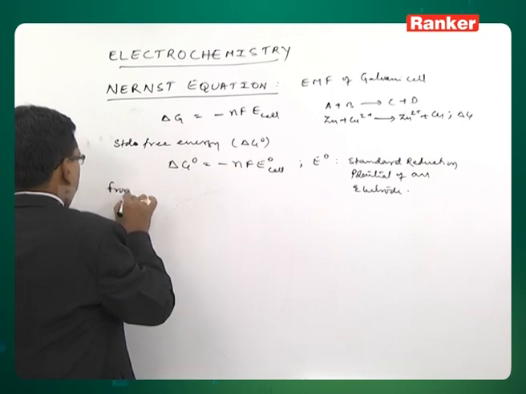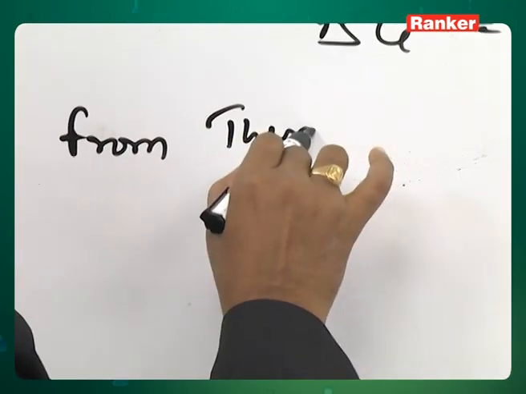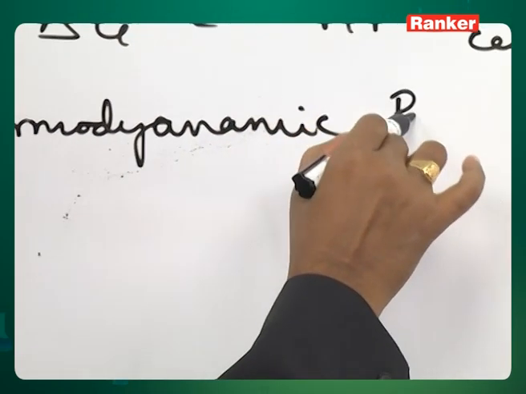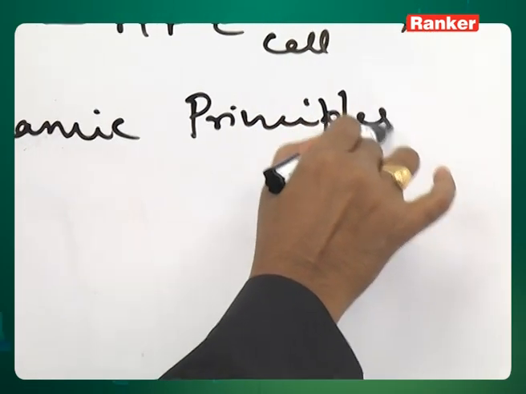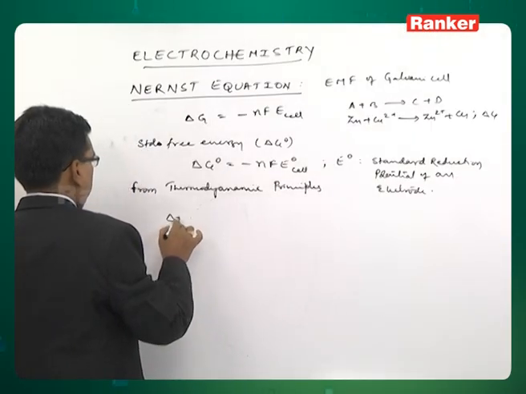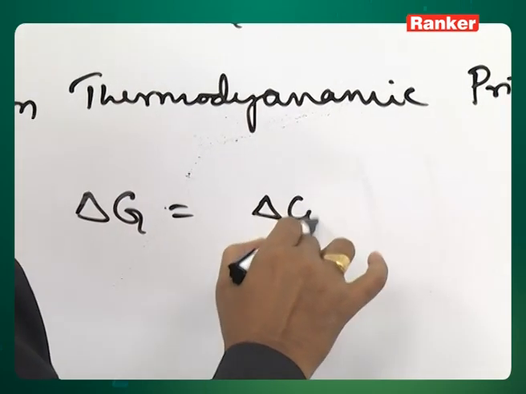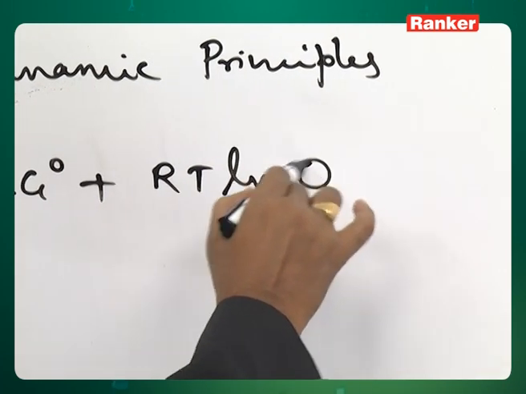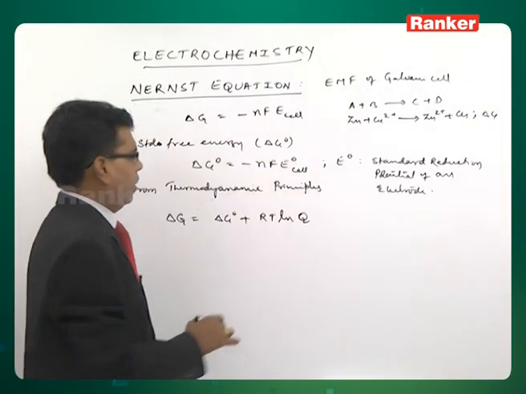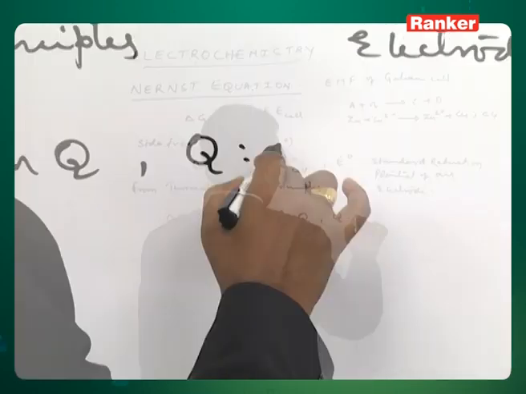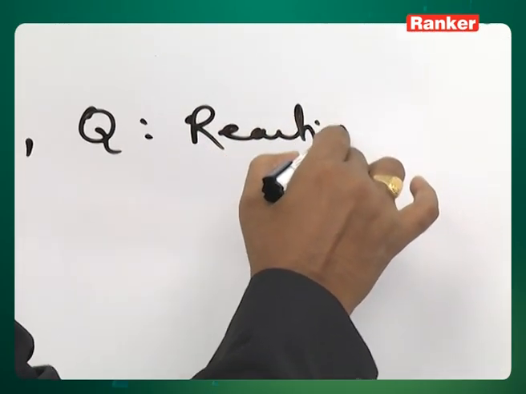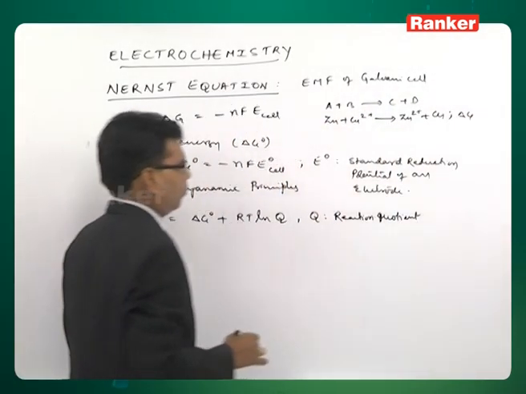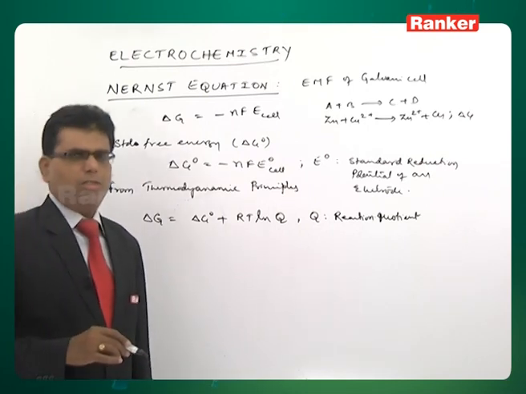From thermodynamic principles, we write that delta G is equal to delta G naught plus RT ln Q, where Q is the reaction coefficient.